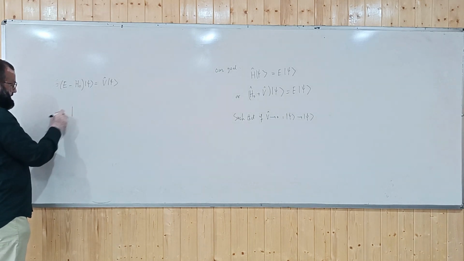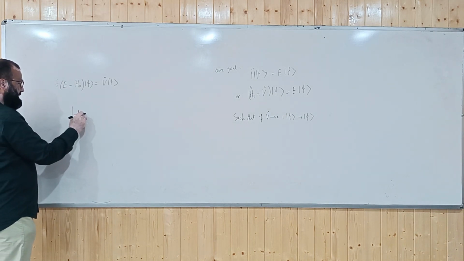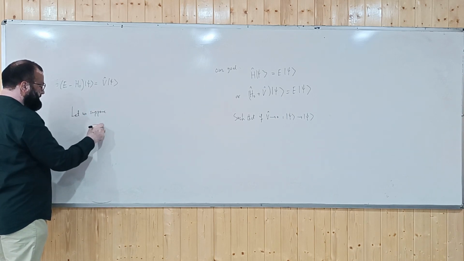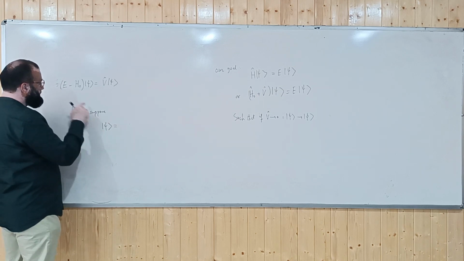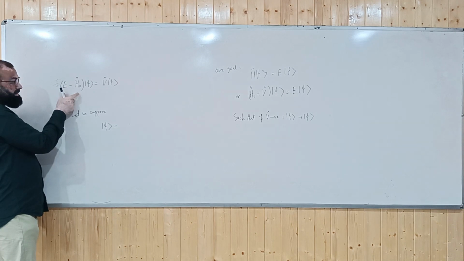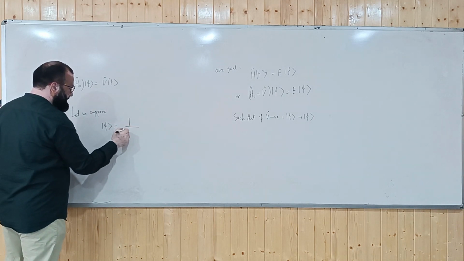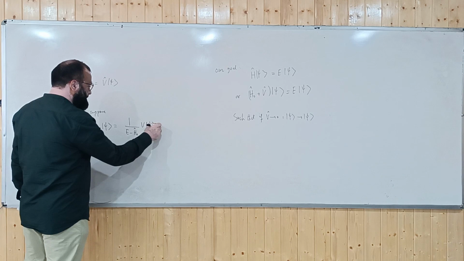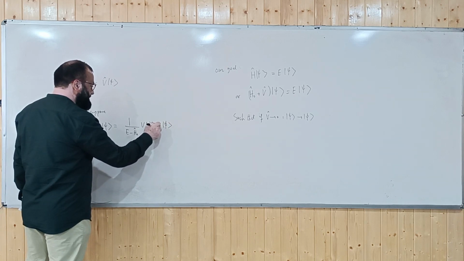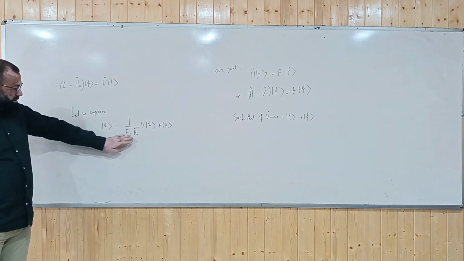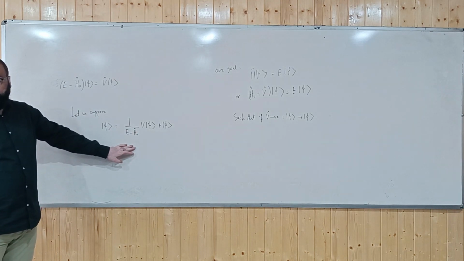So I will write this. Let's suppose this is the solution: psi is equal to, since E minus H0 is an operator, divide by this operator on this very side, so E minus H0 inverse, acting on V psi. Let me put some constant here, what we call phi. So let's decide whether this operator is singular at E equal to H0. Clear?